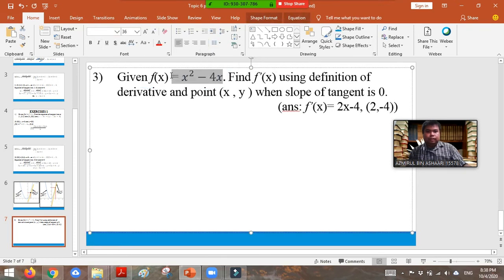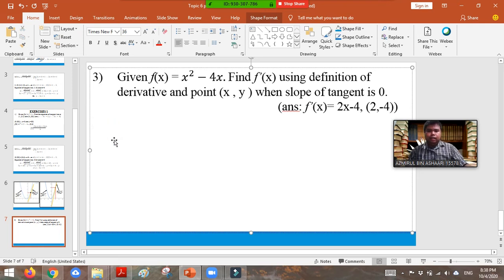Okay, now you get this one. You want to find, using the derivative at point (x, y), when the slope of the tangent is 0, he needs you to find what is the point x and y. X and y, what is the point (x, y) when the slope of the tangent is 0.